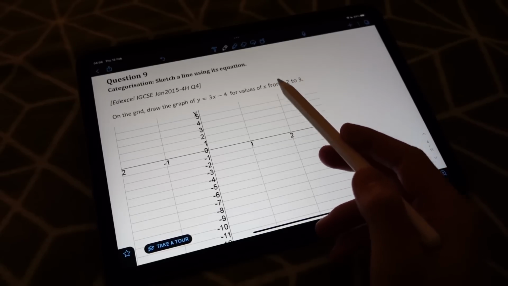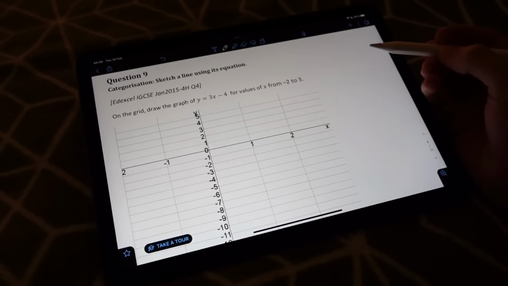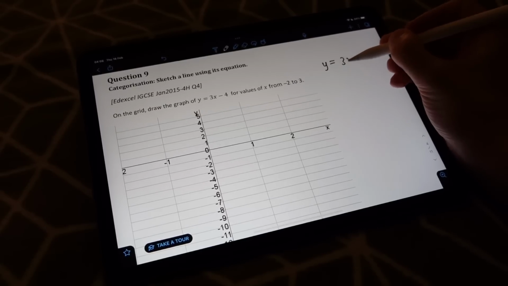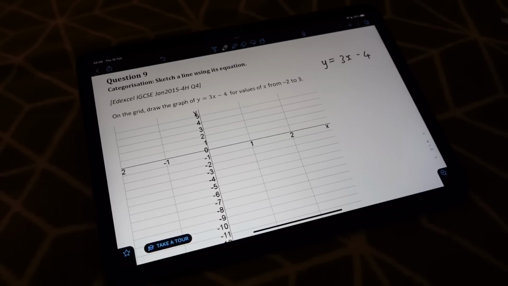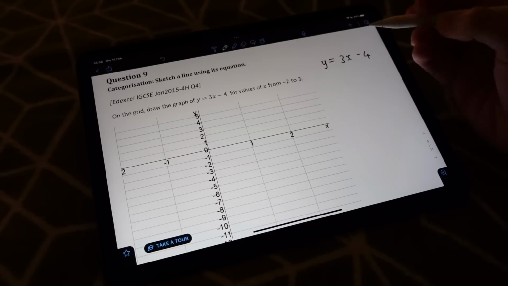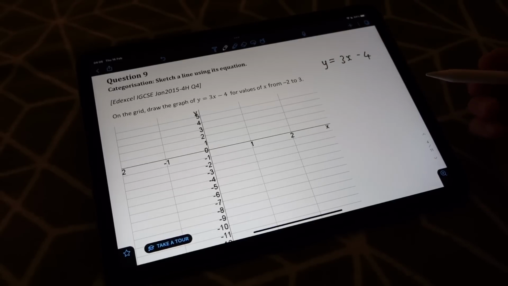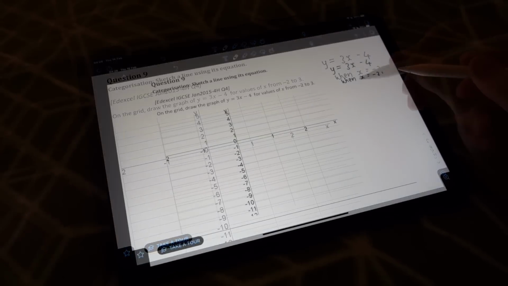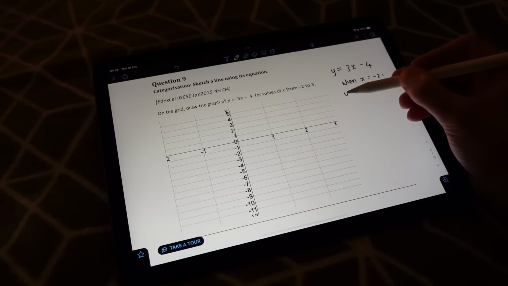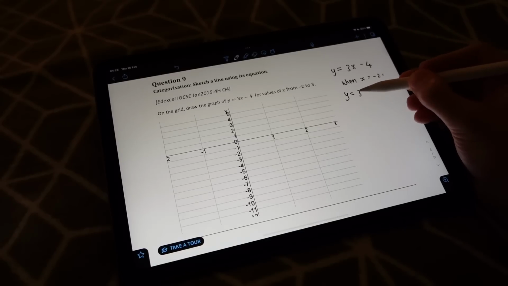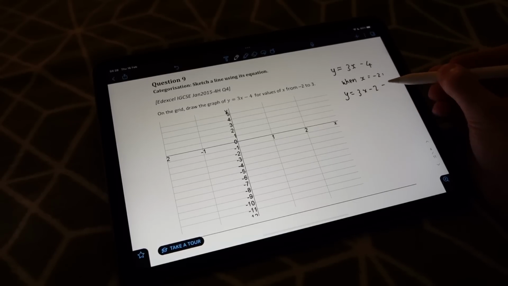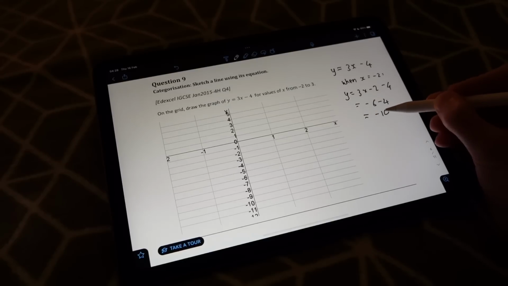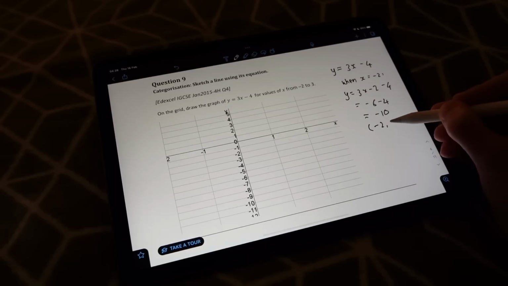So let's work out the points where x is those values. We have this equation that's pretty neat and pretty handy. So we'll write out y is equal to 3x minus 4. Now, as this is our straight line, when x is equal to negative 2, let's substitute it into our equation. We get y is equal to 3 times negative 2 minus 4, which is minus 6 minus 4, which gives us minus 10. So our first point is going to be minus 2, minus 10.